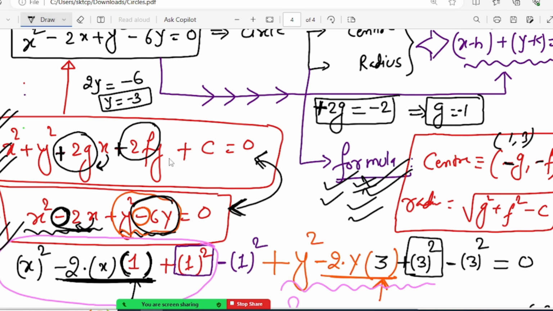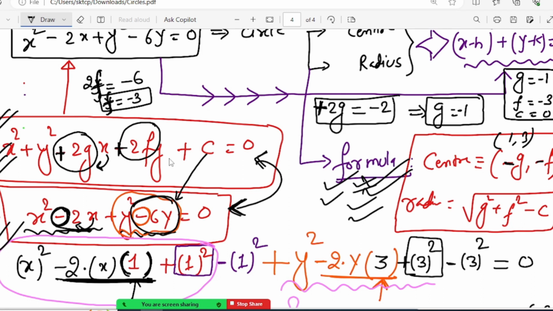Yes. Sorry, it's 2f. So you have the g, you have the f. What's the c part here? There is no constant term here. So see, in this question I have g is equal to minus 1, f is equal to minus 3, and c is equal to 0. Any problem in this conclusion?